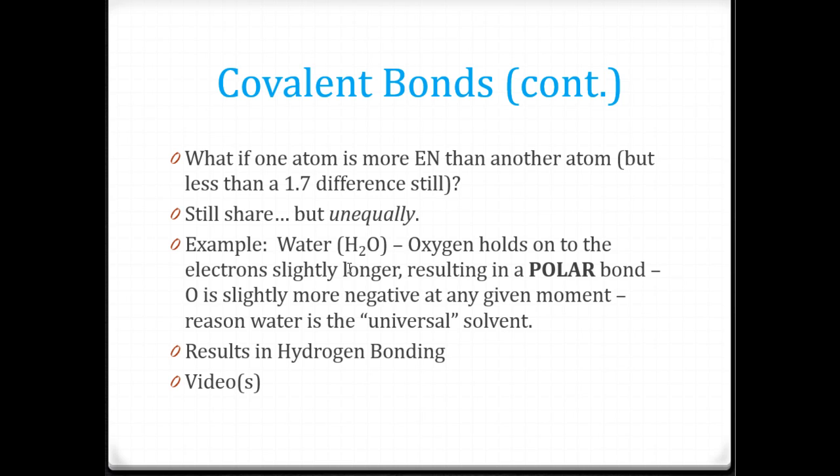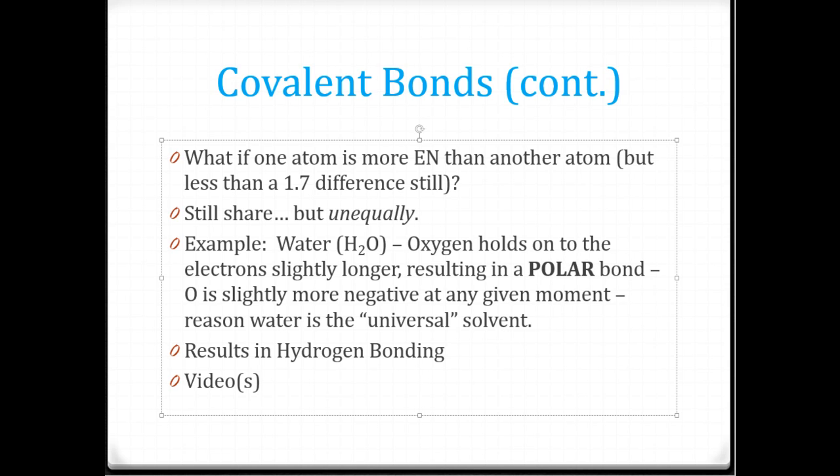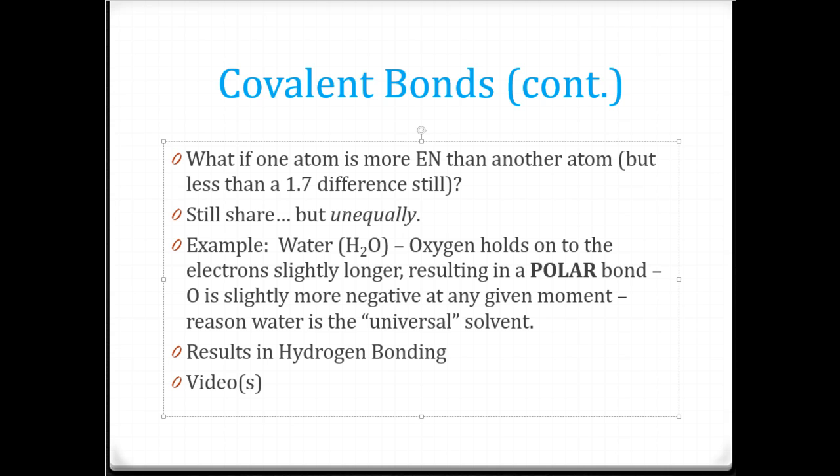As a result of holding on to electrons more often, oxygen becomes more negative. Not very much more, but just enough. And as a result we get a polar bond. This also results in something called hydrogen bonding. So that's what we're talking about with a hydrogen bond.